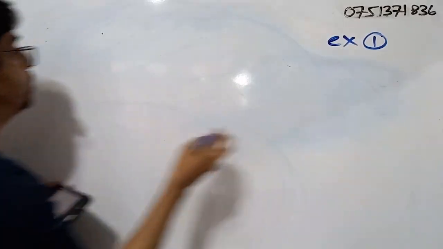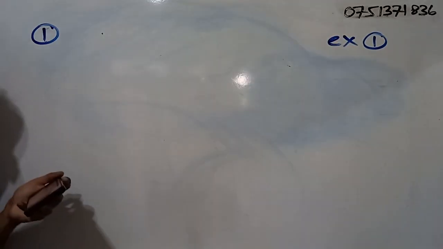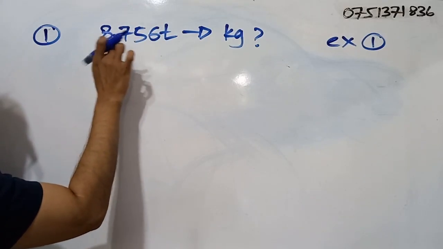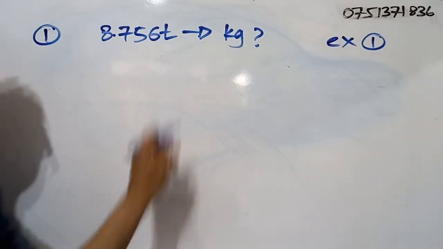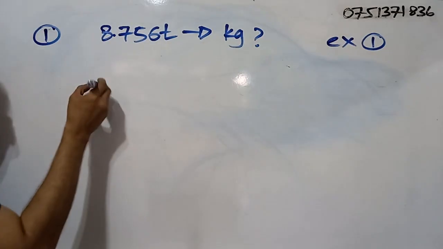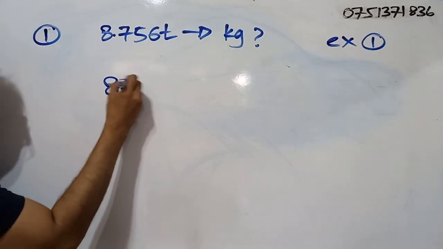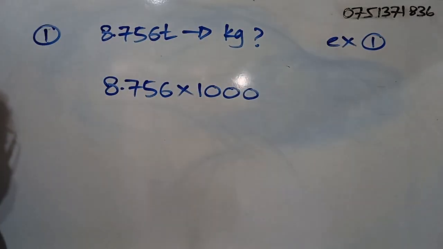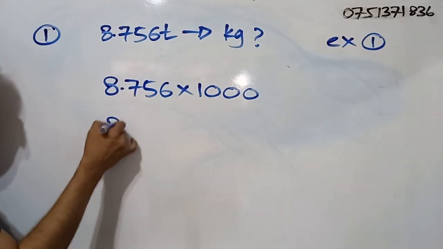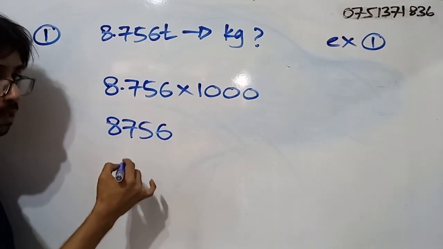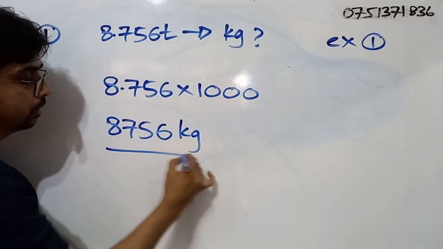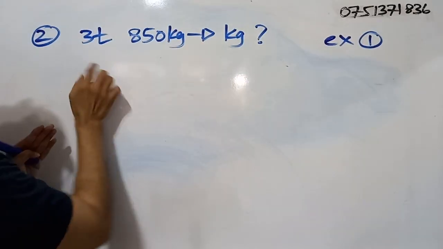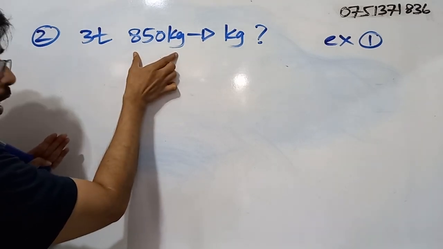Okay, exercise 1, question number 1. We have been given a mass of 8.756 tons. So we need to convert that into kilograms. So what do we have to do? 8.756, we need to multiply that by 1000. So what will be the answer? 8756. Now these are kilograms.